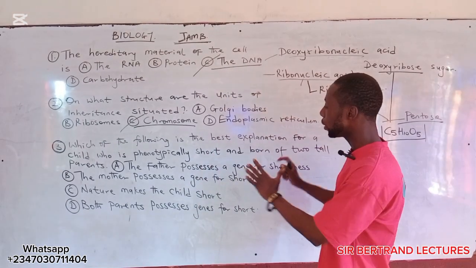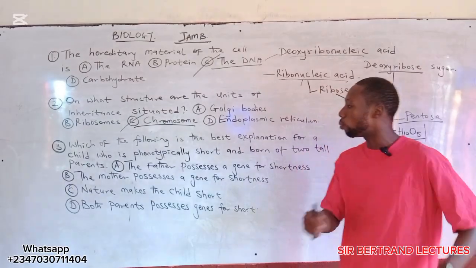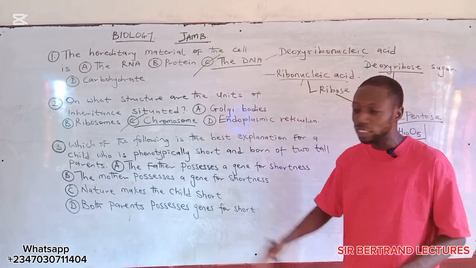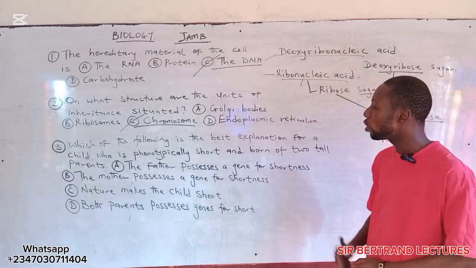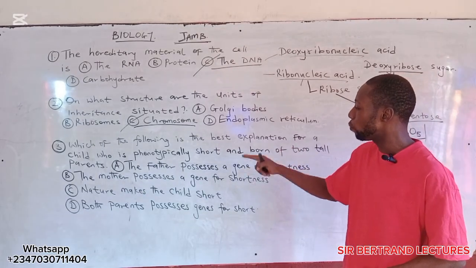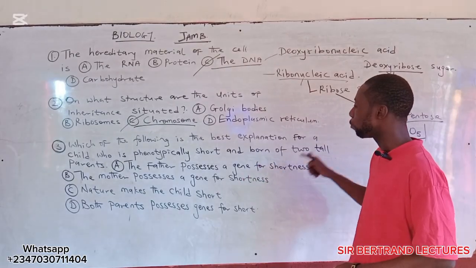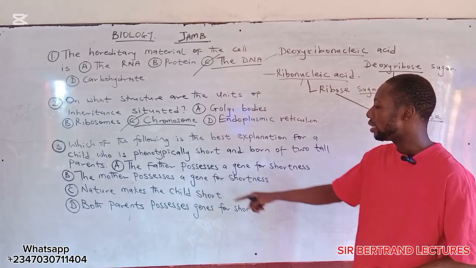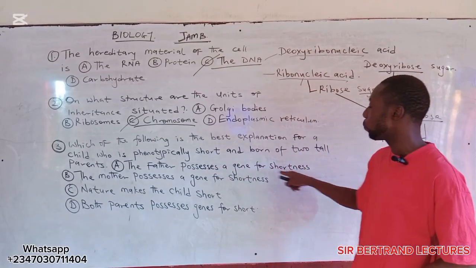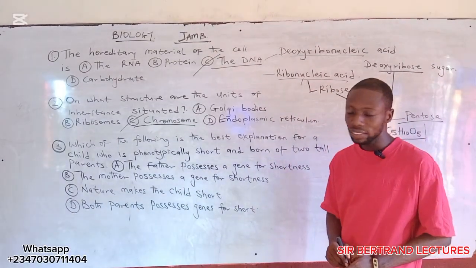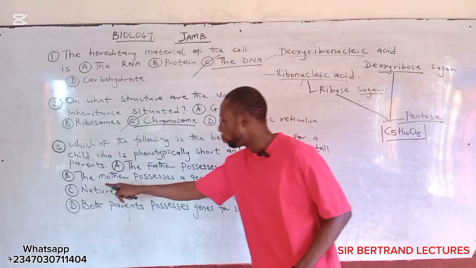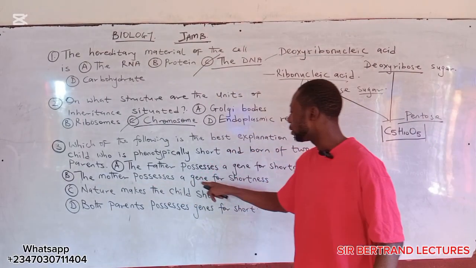The question did not point at their genetic makeup, but they are asking you which of the explanations, based on the options we have here on the board, best describes a child who is phenotypically short and born of two tall parents. The number one option is telling you that the father possesses a gene for short. Option B, the mother possesses a gene for short.